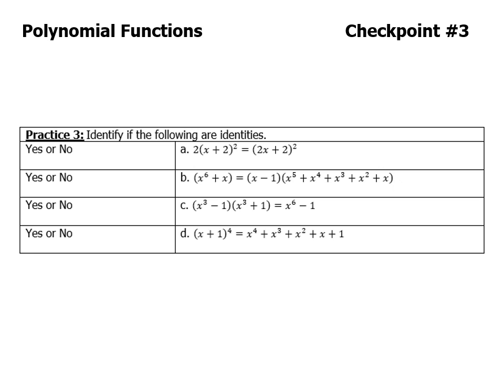And so on this practice 3, I'm just asking you, are they identities? You're just going to circle yes or no. Got to simplify one or the other sides. Like this one, you got to simplify the left and you got to simplify the right. On B, you got to simplify the right. On C, you have to simplify the left, and on D, you have to simplify the left.